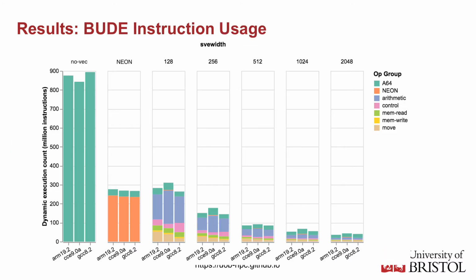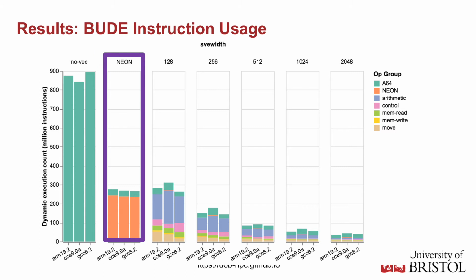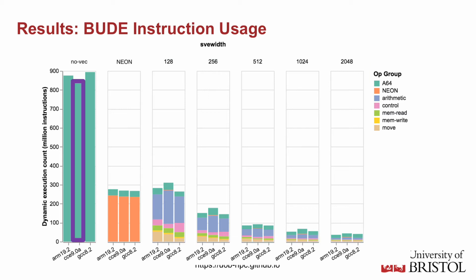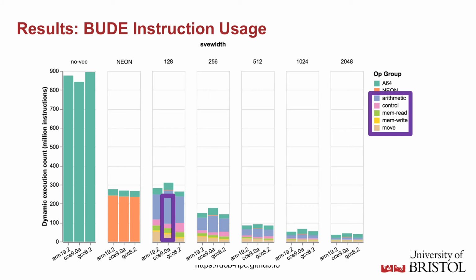We then took each application and looked at the dynamic count of instructions executed using custom instrumentation through the ARM Instruction Emulator. This graph shows the instruction usage data for BUDE, the molecular docking mini-app. The leftmost cluster shows the data for a run in which vectorization is explicitly disabled. The next one shows data for a Neon target, such as the ThunderX2, and the remaining clusters each correspond to a selected SVE vector width, which can be given as a parameter to the emulator. Within each cluster, the colors correspond to different types of instructions. The light green is scalar ARMv8 operations, the orange is Neon, and the other colors are all different classes of SVE instructions.